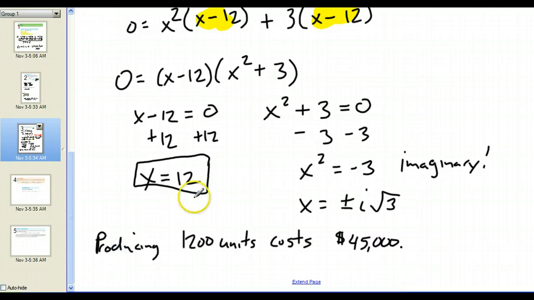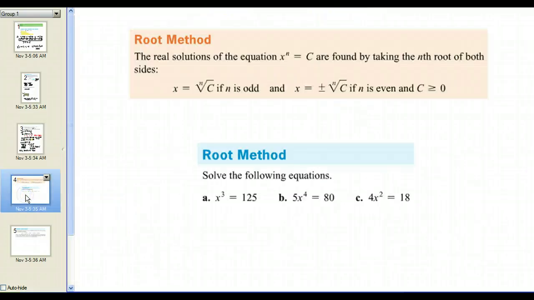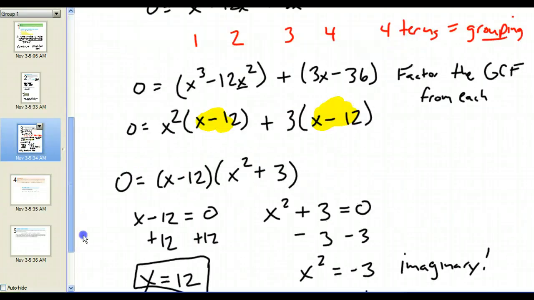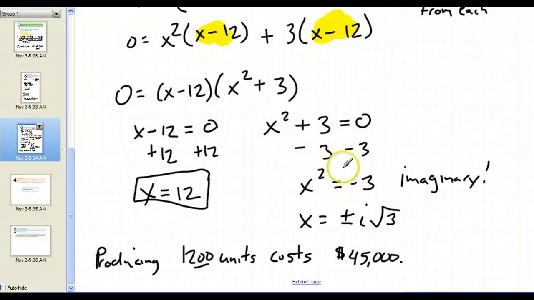Alright, so don't forget to put your hundreds in there. Make sure you're reading your units correctly. Alright, the root method, that's kind of what I used here at the end here, even though this was an imaginary. This right here over to this side, this is the root method.